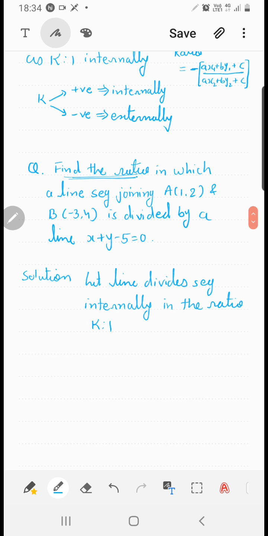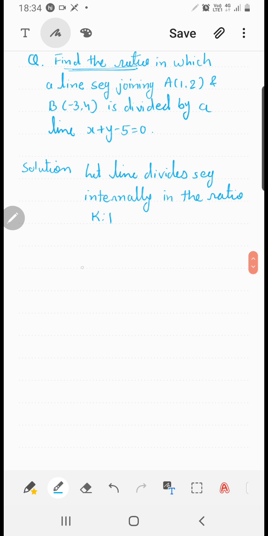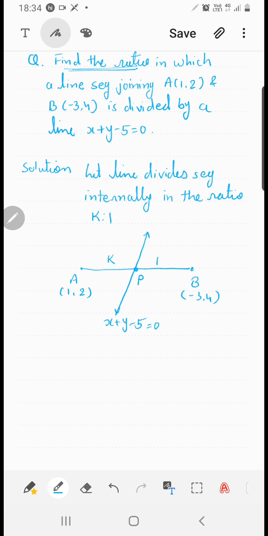k is to 1. Okay, so what I do here is I'll draw a rough diagram where I take point A whose coordinate is (1, 2). Here I take B, the coordinate is (-3, 4), and a line divides them, whose equation is x plus y minus 5 equal to 0. So what we do is we take the point P, the ratio is k is to 1. As we all know, how do we apply the section formula? K goes to point B, 1 goes to point A. So can I say by section formula?